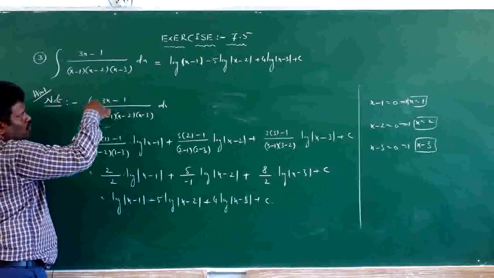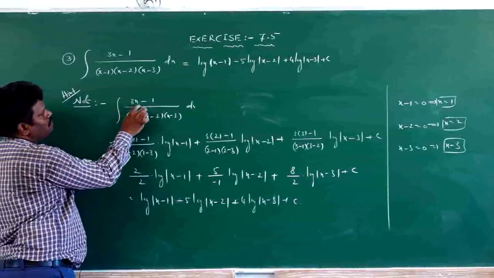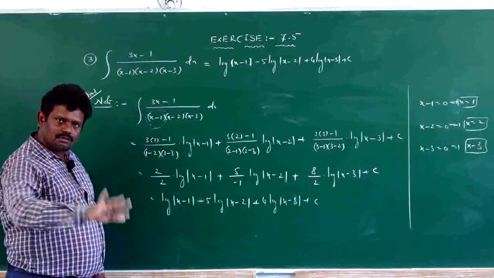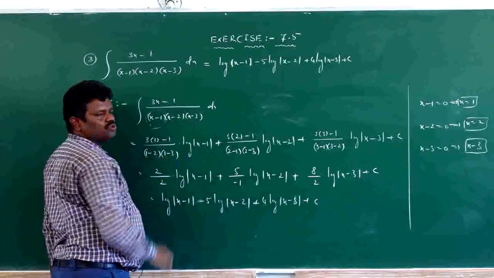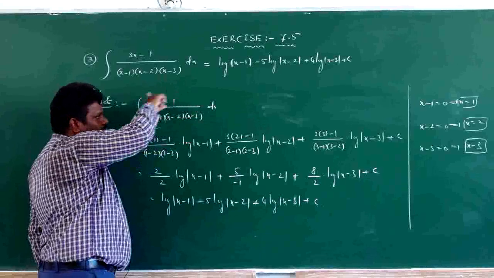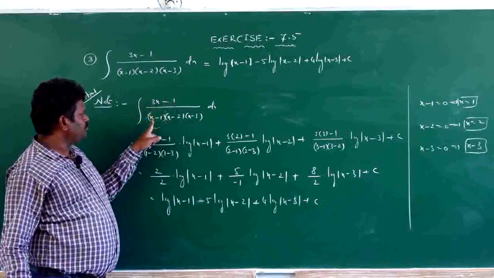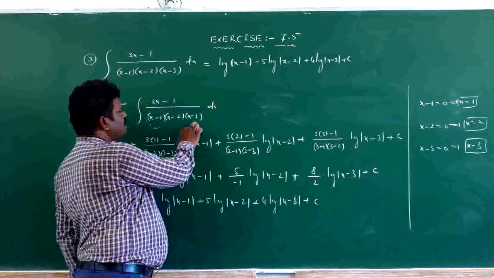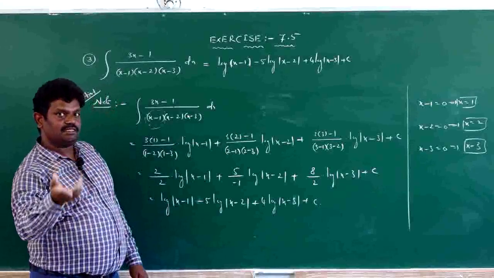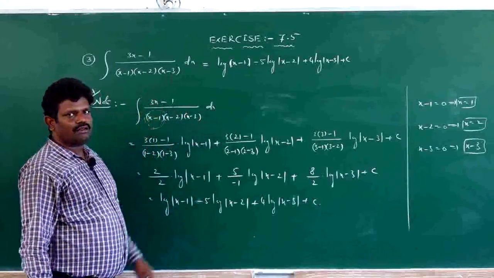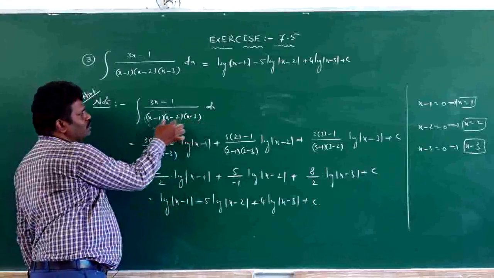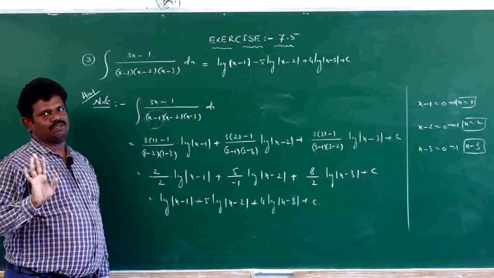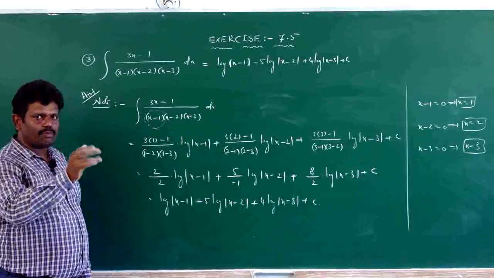So first we take one factor, equate it to 0, then x is equal to 1. That value is substituted in the total integrand except x minus 1: 3 into 1 minus 1 by (1 minus 2)(1 minus 3), log of (x minus 1), plus similarly another factor. If we take x minus 2 equal to 0, x is equal to 2, and we substitute that value: 3 into 2 minus 1 by (2 minus 1)(2 minus 3), except x minus 2, log of (x minus 2), plus the last factor x minus 3 equal to 0, x is equal to 3, and we substitute that value in the total integrand except x minus 3. Then if you simplify, you get the answer within 3 or 4 steps. That is the easy method for finding integrals in competitive exams.